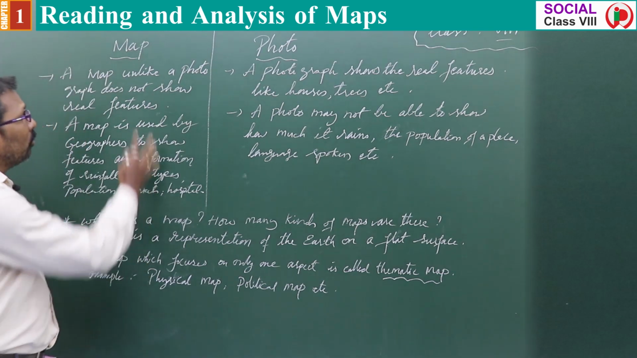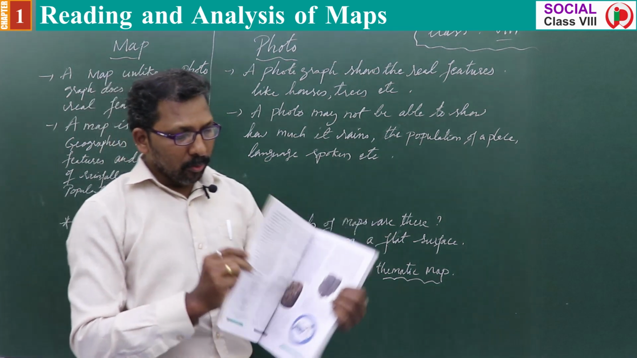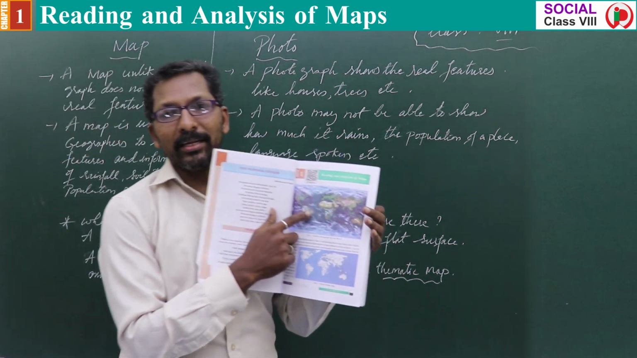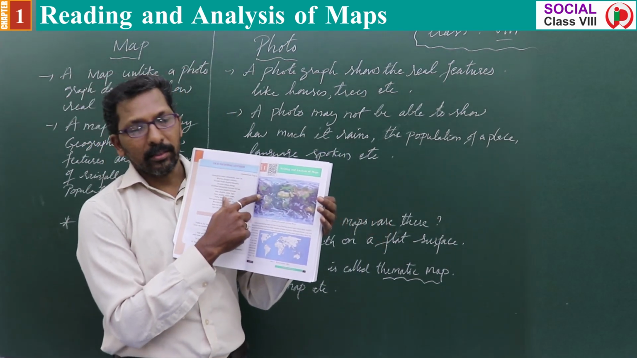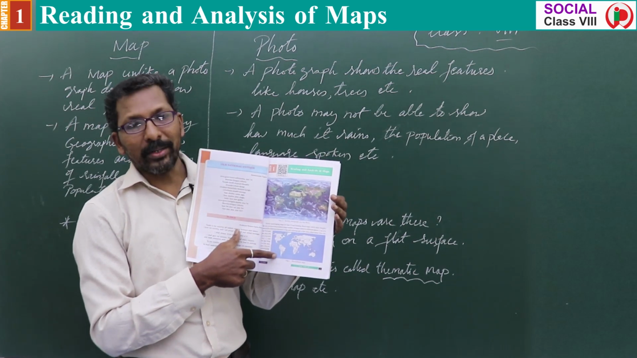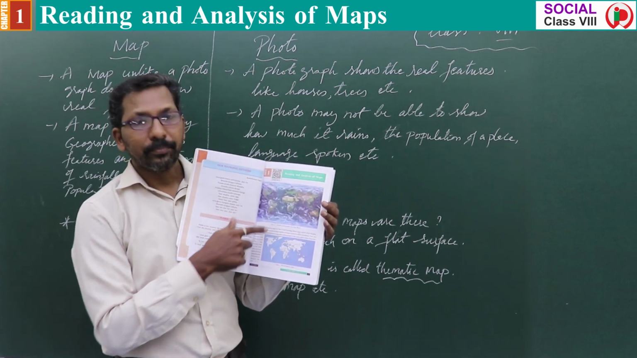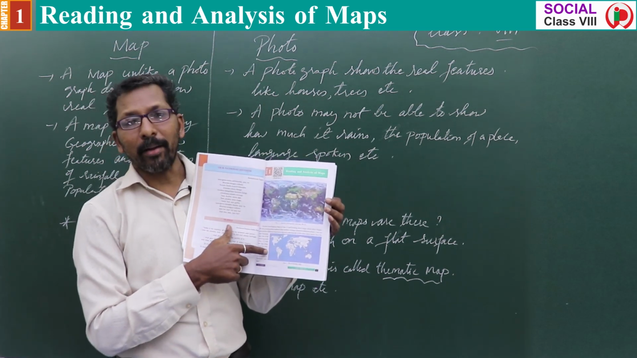Then what actually is a map? What actually is a map? You can see in the first picture, right? This is a photograph taken from the satellite. It is called a satellite photograph, right? Based on this, the map has been prepared, isn't it? So this is a photograph and this is a map.